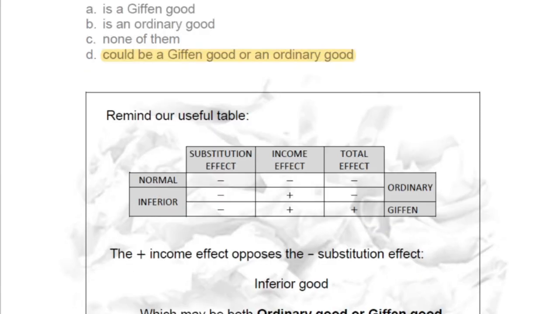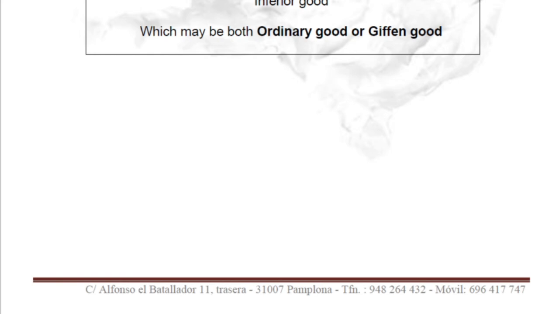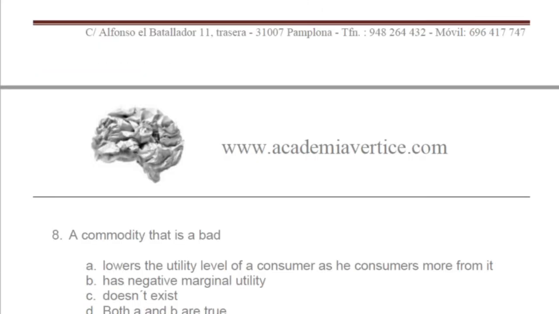I hope you understand this. With the table, it's very easy. We know that income effect and substitution effect are not very easy concepts to understand. I will try to explain it in other questions, but in this type of questions, that's the reason why I give you that table. We could find the answer just looking at the table.